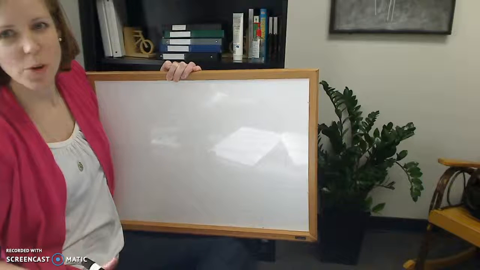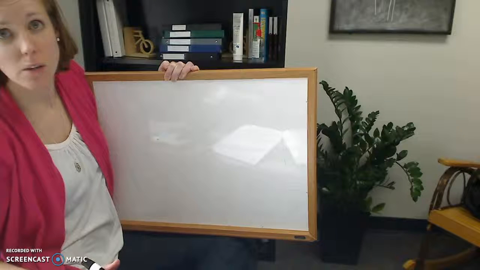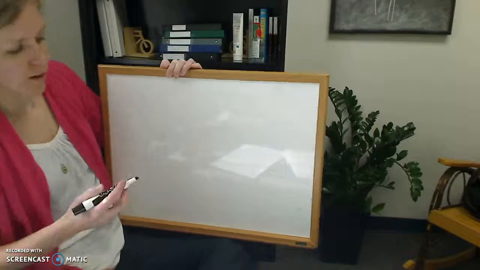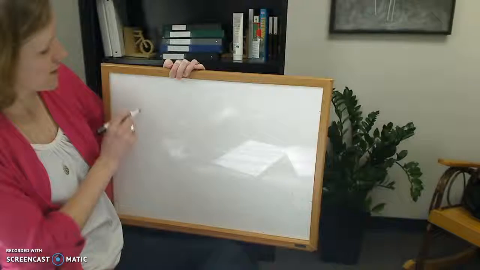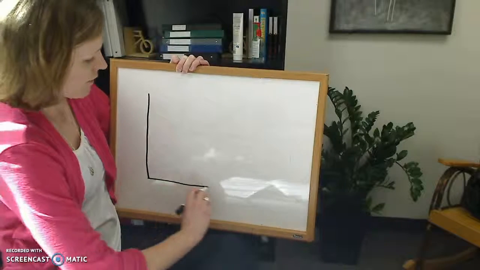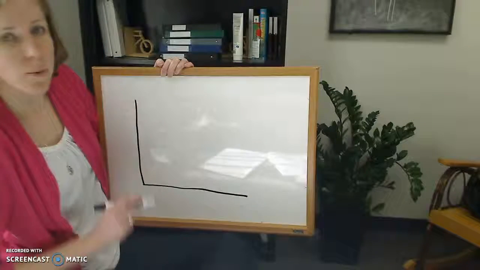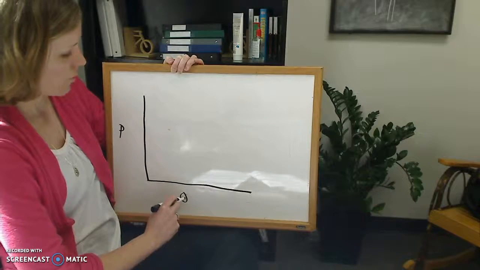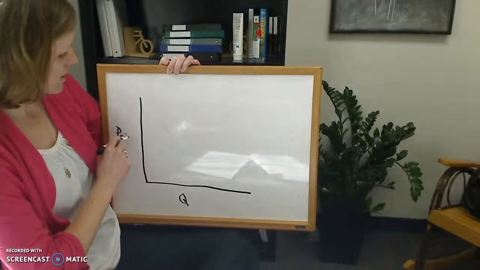Hey guys, let's do a quick overview of supply and demand and the impact on market price and equilibrium quantity when we have changes in supply and changes in demand. The first thing we have to get really good at is setting up our supply and demand graphs. And here's a good trick for remembering how to do this. I always say, mind your P's and Q's, and that is for price and quantity.